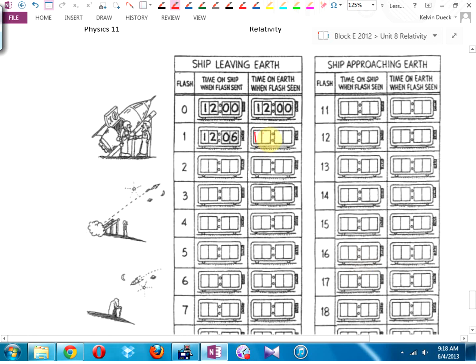So the first flash would appear on the Earth at 12:12, even though 12:06 was the time on the spaceship. The spaceship sends the next flash at 12:12 every 6 minutes, but it doesn't arrive on the Earth until 12 minutes later on the Earth. What's 12 minutes later than 12:12? 12:24.